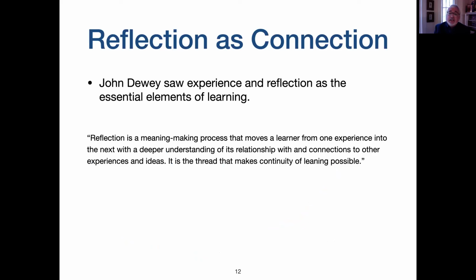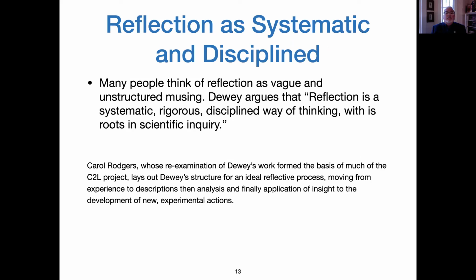John Dewey saw experience and reflection as the essential elements of learning. Reflection is a meaning-making process that moves a learner from one experience into the next with a deeper understanding of its relationship with and connections to other experiences and ideas. It is the thread that makes continuity of learning possible. Many people think of reflection as vague and unstructured musing. Dewey argues that reflection is a systematic, rigorous, disciplined way of thinking with its roots in scientific inquiry.